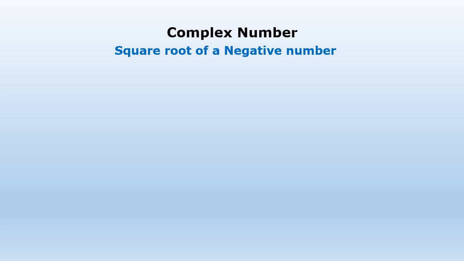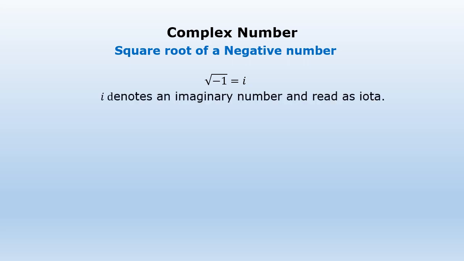Before going to complex numbers, we'll check what is the square root of a negative number. The square root of -1 is equal to i. This i denotes an imaginary number and is read as iota. So the square root of -1 is equal to iota, and that is an imaginary number.